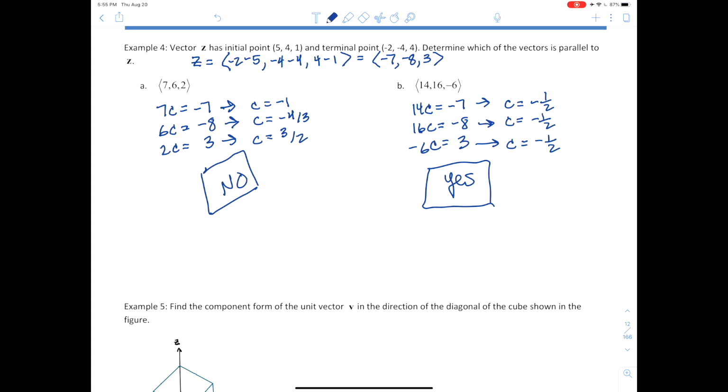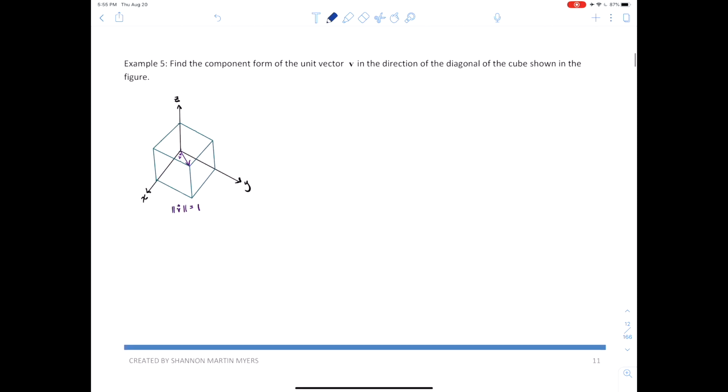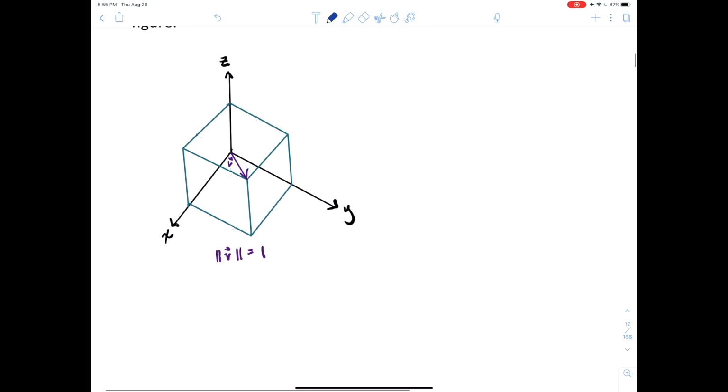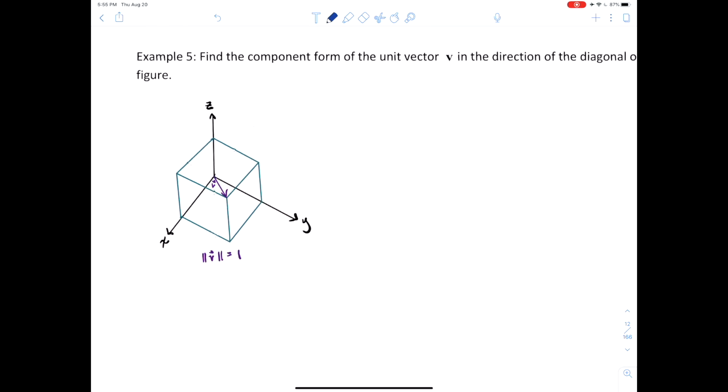Cool? Okay, so next up, example 5. We want to find the component form of the unit vector v in the direction of the diagonal of the cube shown in the figure. So, what do we have going on here? The magnitude of v we know is 1, okay? And that purple vector is v, and we know that the length of it is 1. Now this is a cube, so every single edge is the same length.